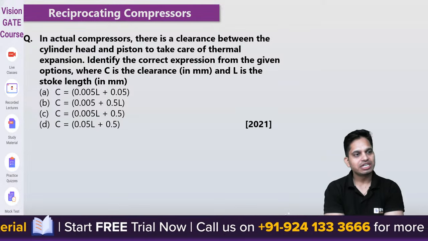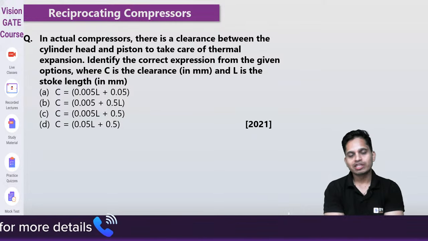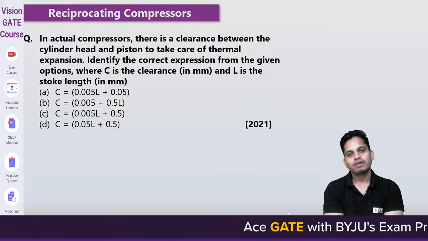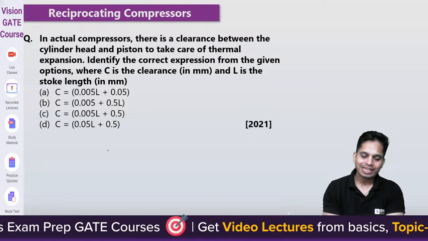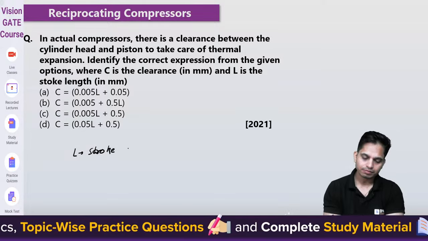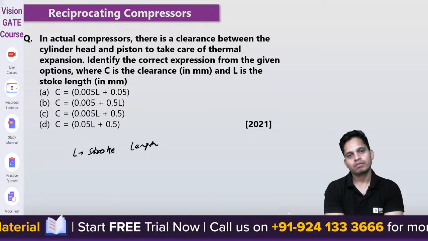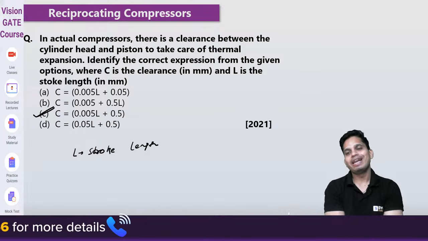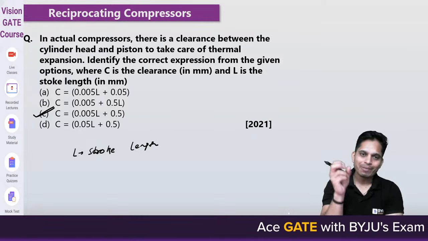In actual compressors, there is a clearance between the cylinder head and piston to take care of the thermal expansion. What is the correct expression from the given options? You have to understand the clearance volume is very, very less basically, and your length is the swept or stroke length. It is given by this equation. It is very less, but good enough to account for the thermal expansion.